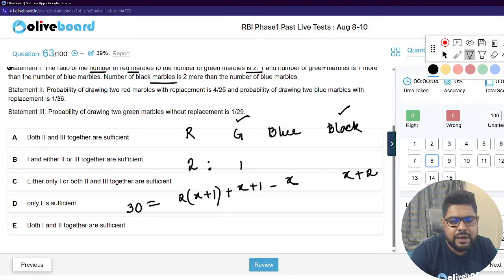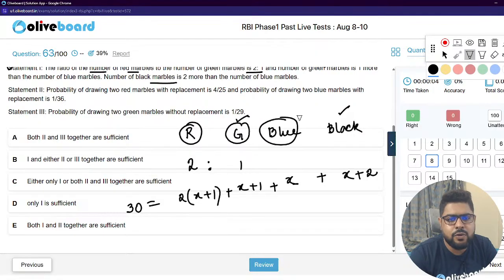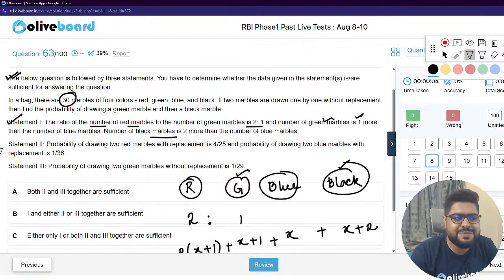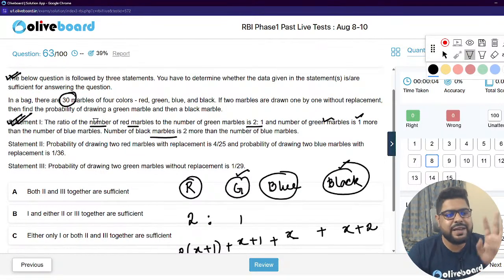So from here, can I say I'll get the value of x? And once I get the value of x, I now know how many red, green, blue, black, and I can now figure out any number, any probability, because I know how many marbles of each color are available. So this particular statement alone is sufficient to answer. I don't need any other thing.